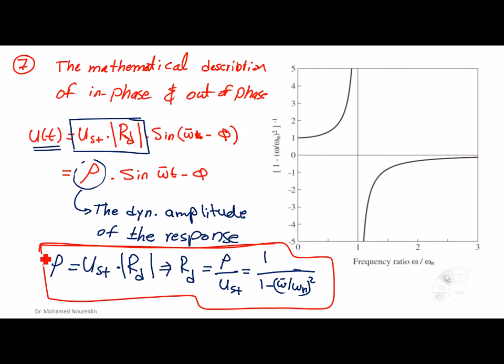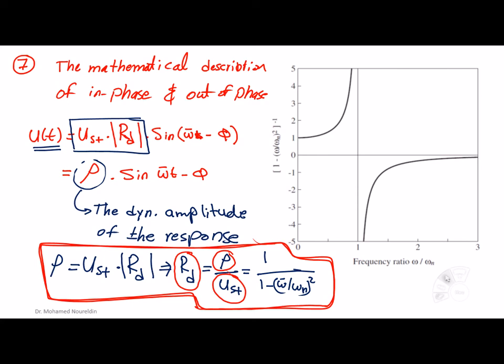Why do we want to keep it in our mind? Because it is really important to know what the relation is, what RD is all about. Look here, RD is equal to the dynamic amplitude over the maximum static amplitude, or the maximum static displacement. That's the point. This is the meaning of RD.